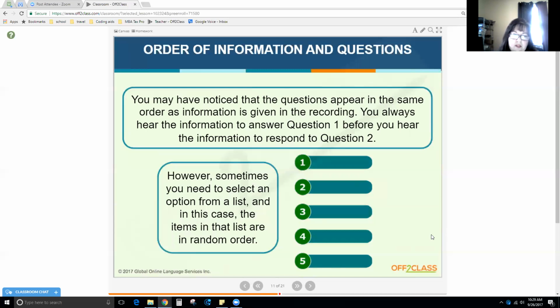It says, however, sometimes you need to select an option from a list. And in this case, the items in the list are in a random order.